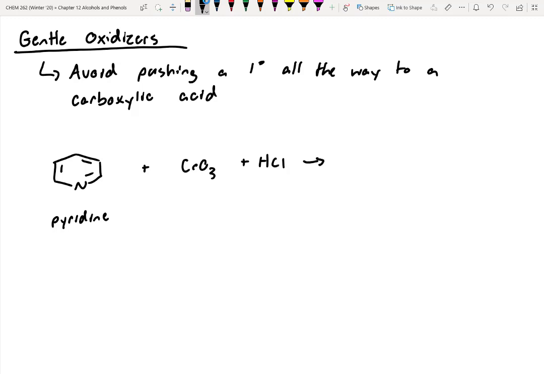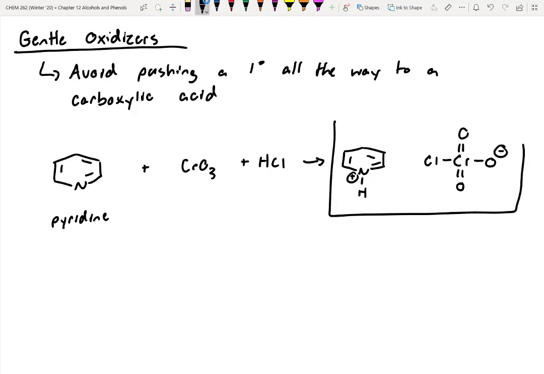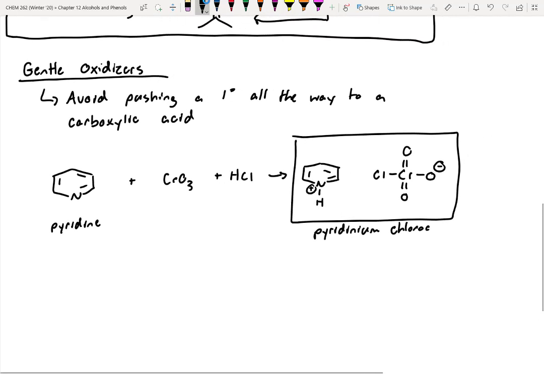And when we do this, we're going to get an acid-base reaction. So the pyridine acting as a base is going to get protonated, and we're going to form a new type of chromium-based reagent, where in this case it has a negative charge. This reagent is called pyridinium chlorochromate. Let me zoom out a bit.